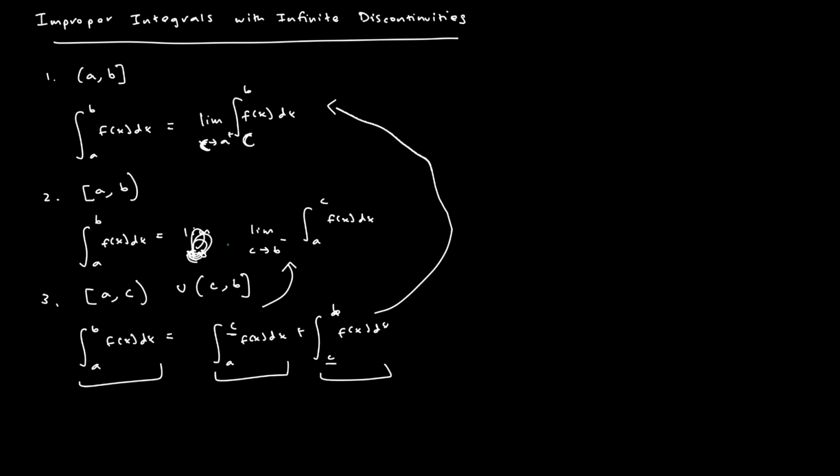So let's work with some examples of infinite discontinuities. Let's say we want to evaluate the integral from 0 to 3 of dx divided by (x minus 1) to the power of 2/3. We know that at x equals 1, this function is not defined. So we have a discontinuity at 1. So we will want to evaluate the integral from 0 to 1 of dx over (x minus 1) to the power of 2/3, plus the integral from 1 to 3 of dx divided by (x minus 1) to the power of 2/3.